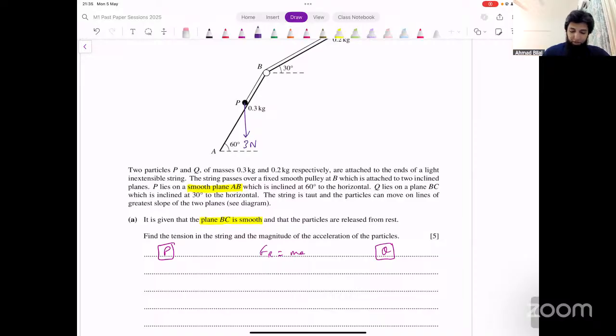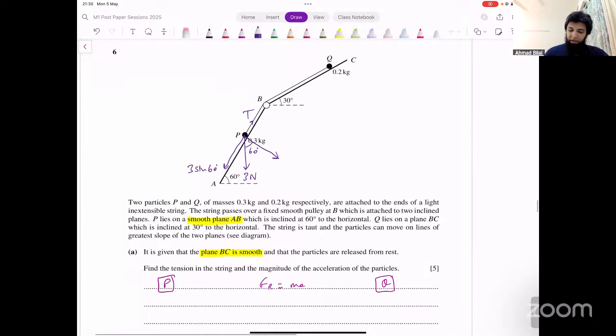What else? We've got tension that acts in this direction. And that's it, right? Let's resolve the weight. There's one component that's going to act in this direction, another component acting in this direction. Along the surface, if you know this angle is 60 degrees, this is also 60 degrees. So along the surface, the component would be 3 sine 60 degrees.